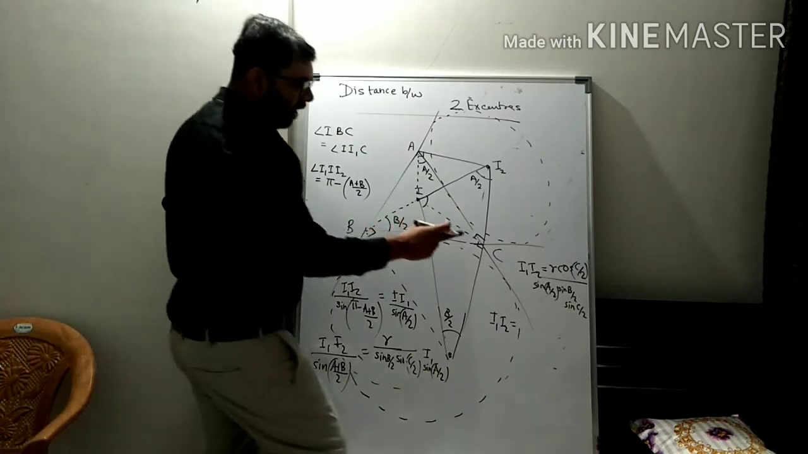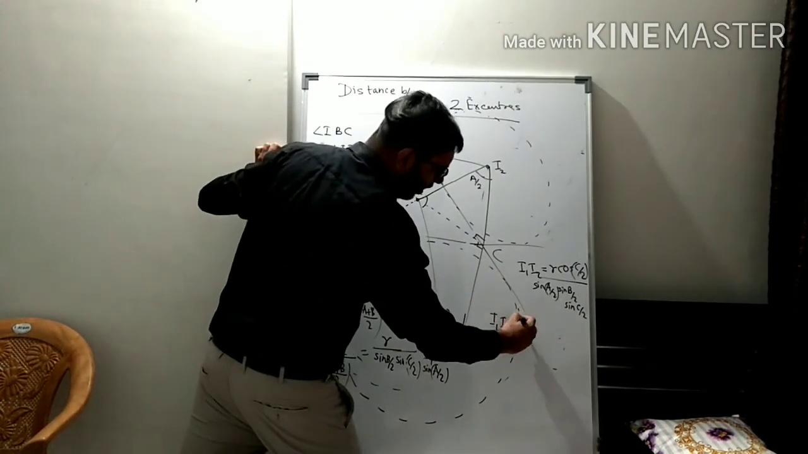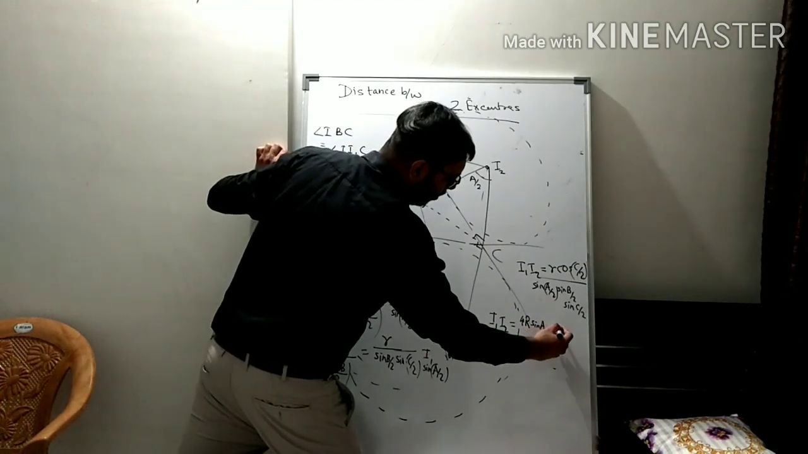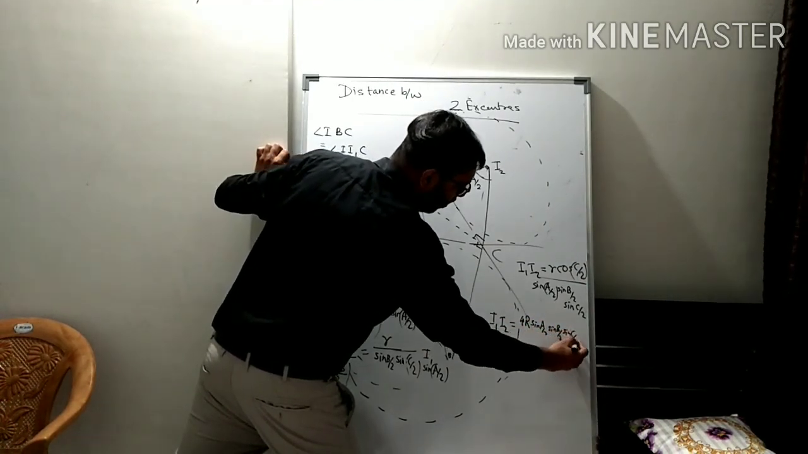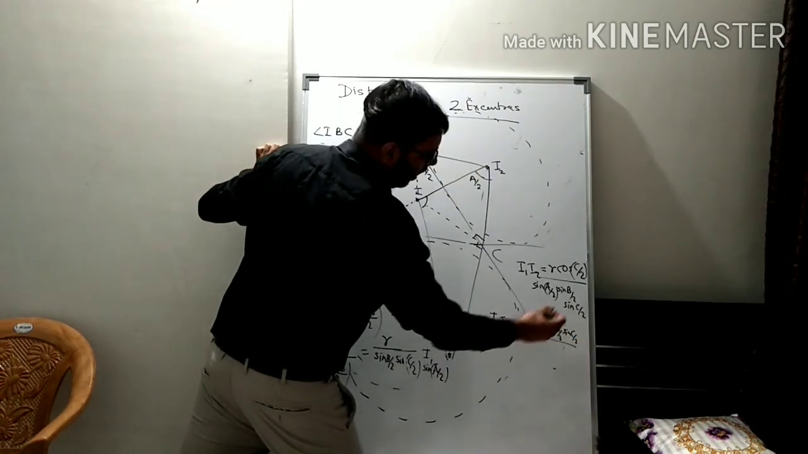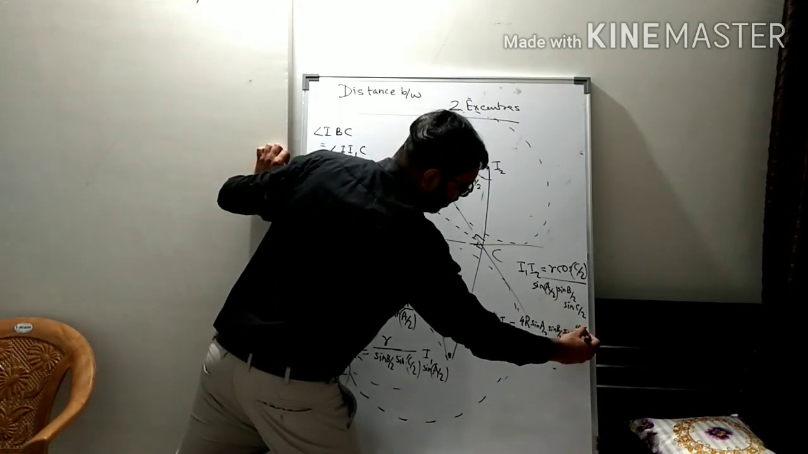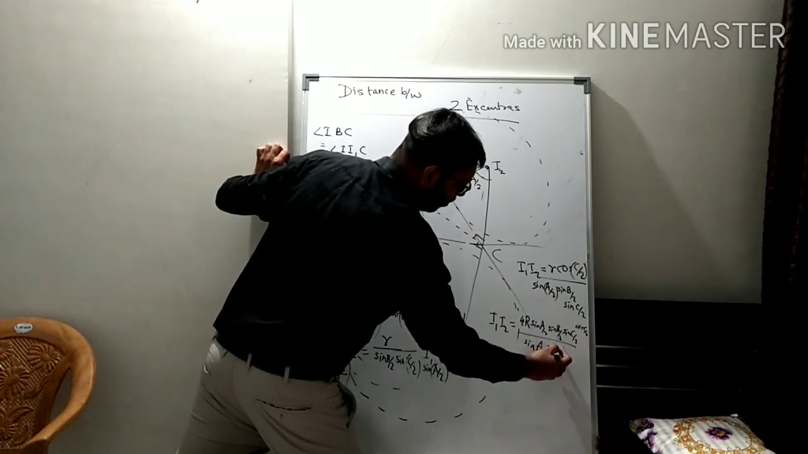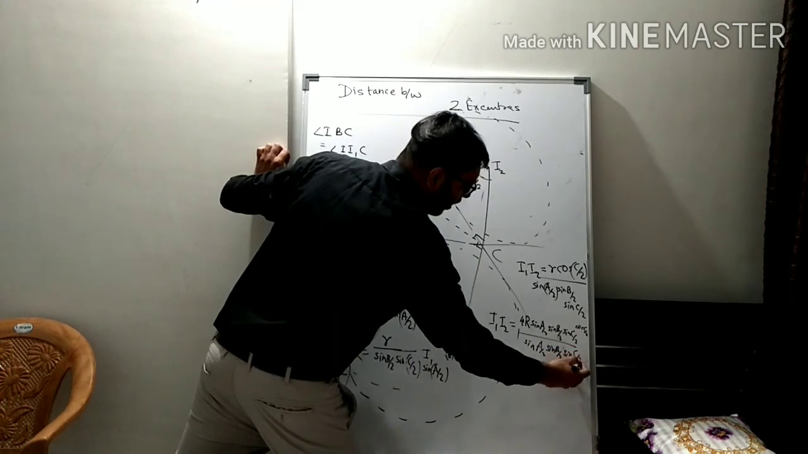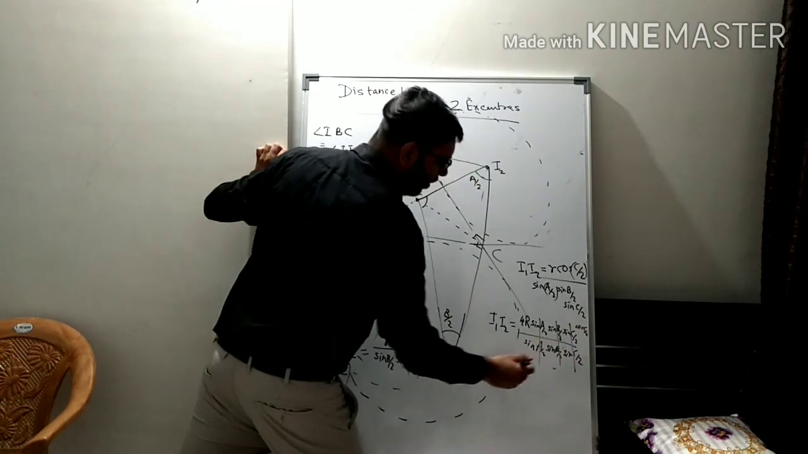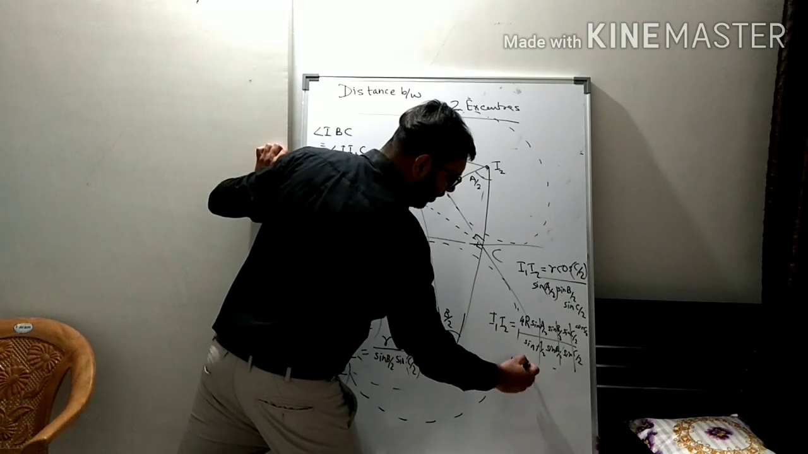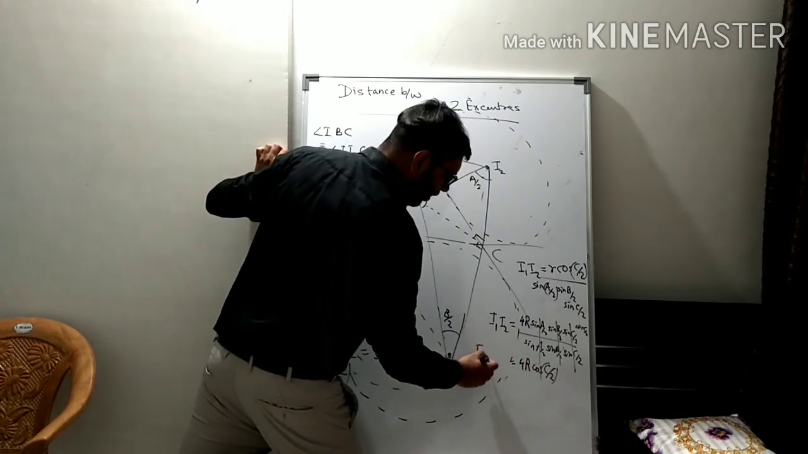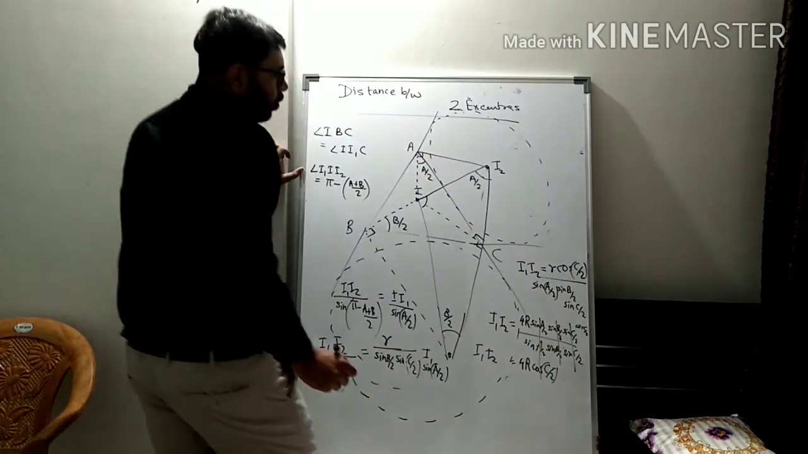Now we know small r can be written in terms of capital R as 4R sin A by 2 sin B by 2 sin C by 2. So this is small r into cos C by 2, divided by sin A by 2 sin B by 2 sin C by 2. So sin C by 2, sin B by 2 and sin A by 2 will get cancelled. Finally you will be left with 4R cos C by 2. So this is the formula for calculating the distance between two excenters.